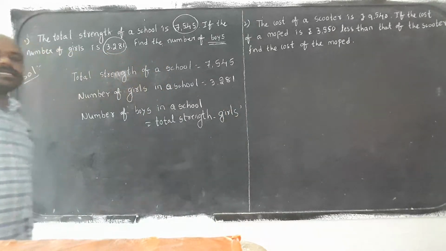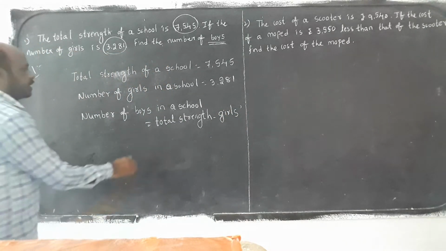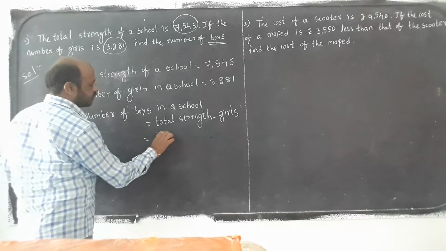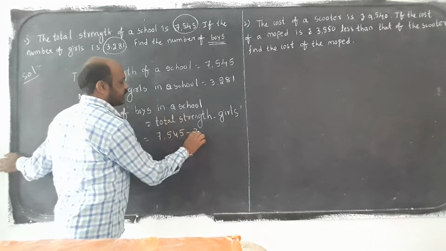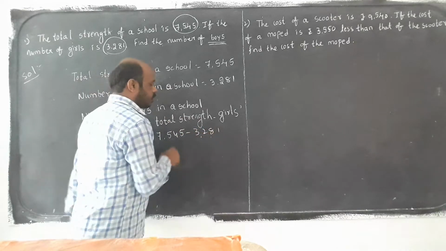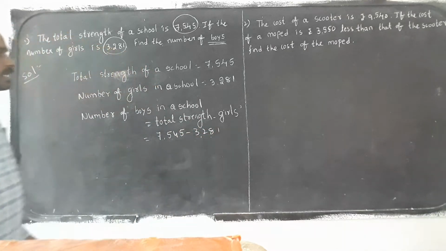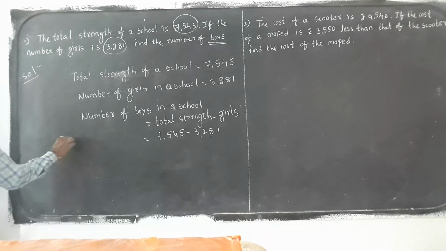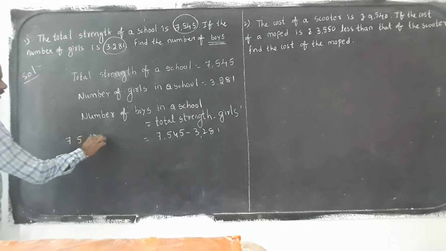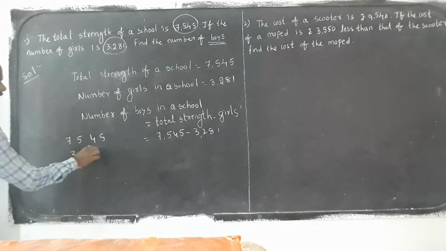Total strength minus girls. Girls' total strength is how much? 7,545 minus the girls' strength, which is 3,281. We have to subtract both. We will get how many boys are there in the school. See here, 7,545 minus 3,281.